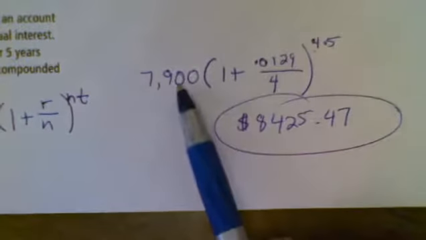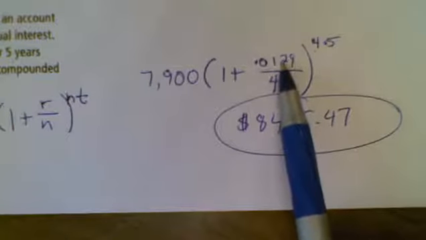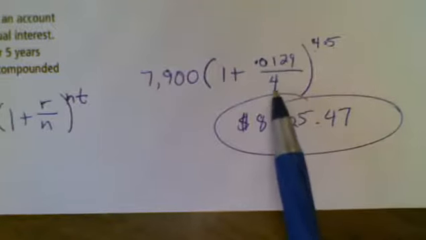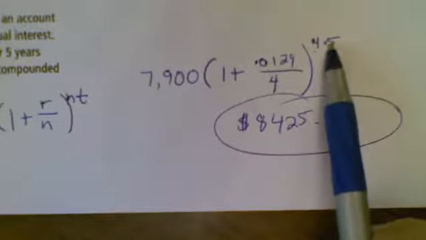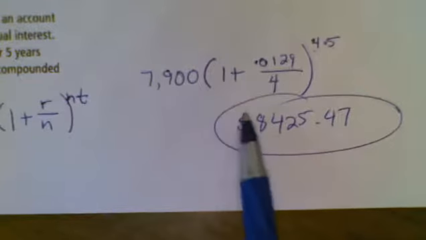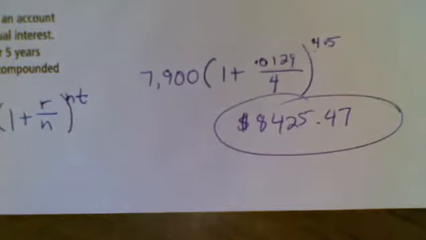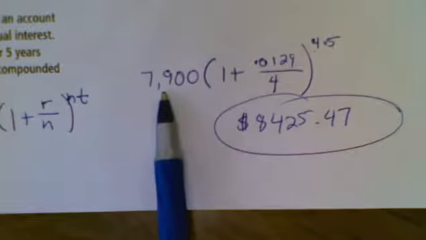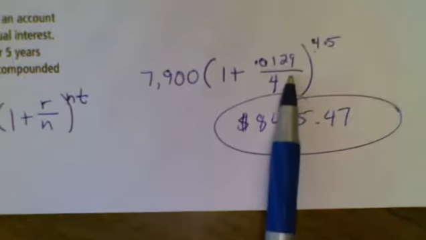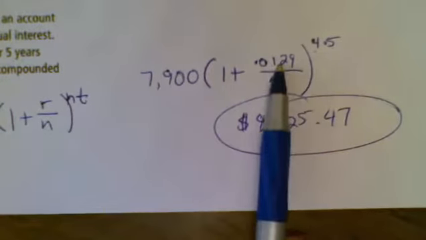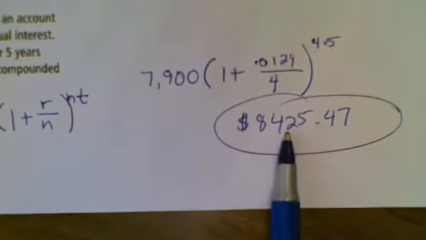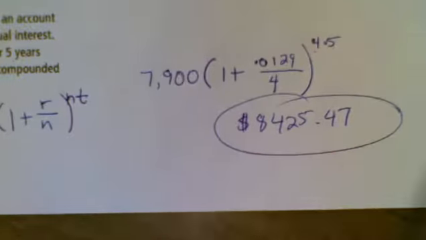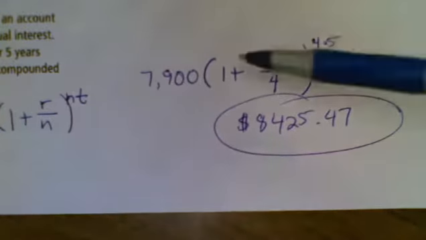So again, it's the start value here. The percent goes in as r, but as a decimal. N is the number of times it's compounded in a year, and T is the number of years. So you just fill those things in, and then just throw that in your calculator to get your answer. Label it in dollars, because that's how many dollars you would have if you started out with this amount for 5 years compounded 4 times a year at 1.29%. You would have at the end of 5 years $8,425.47.